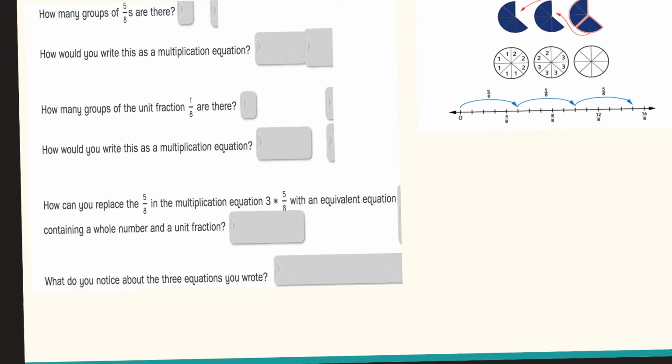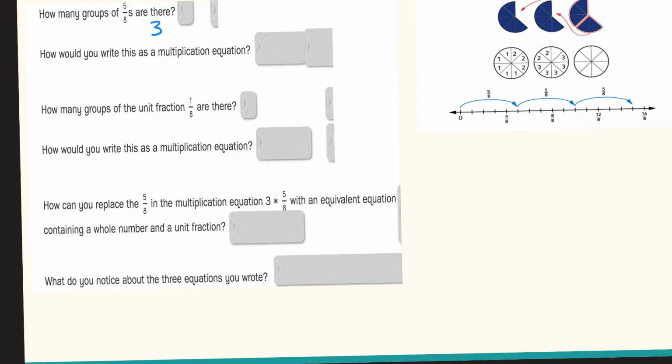Okay, everybody, let's take a closer look at this problem. Let's see, we have how many groups of 5/8 are there? Well, if he's running 3 laps, then that's going to be 3 groups of 5/8. Now, how would you write this as a multiplication equation?